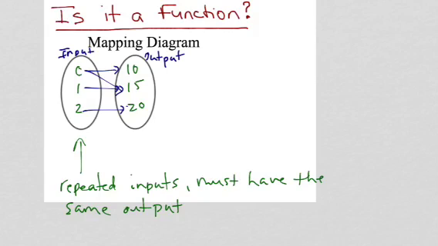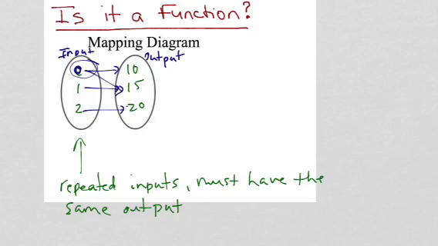Again, what I'm looking for are repeated inputs, and I have it right here. 2 arrows coming from the 0. Now, if those arrows are pointing at the same number, then everything's fine. But if those arrows are going to 2 different answers, then that's bad.